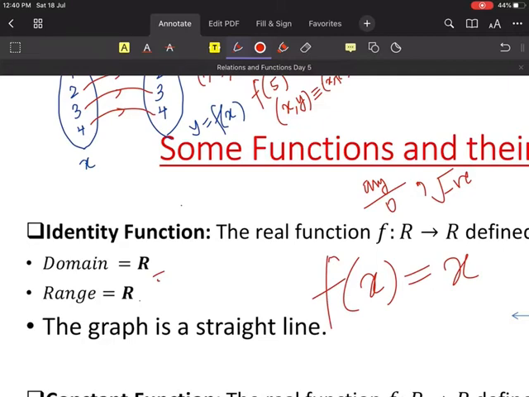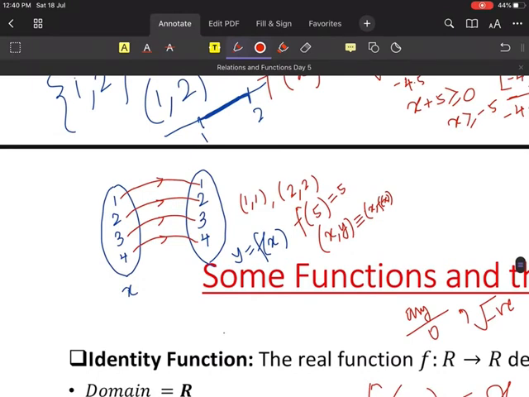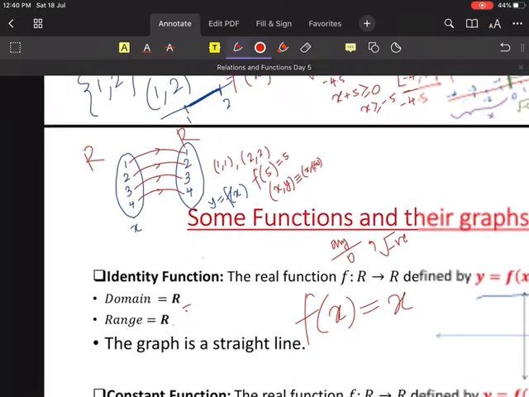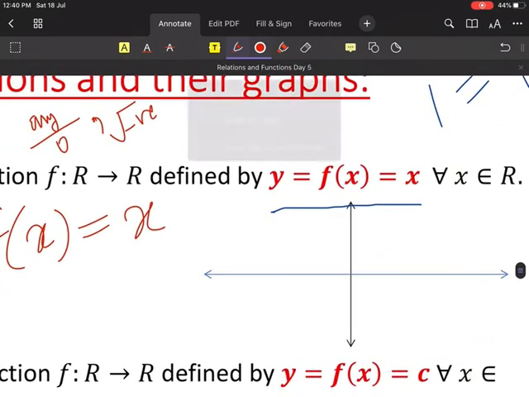And the range is also R. Why is the range R? Because it's the identity function. X is equal to Y. So the domain is R and the range is equal to R, because 1, 1, 2, 2, 3, 3. For every element of X, there is a corresponding element in Y. So if this one is R, this one will also be R. Yes or no? Clear or not?